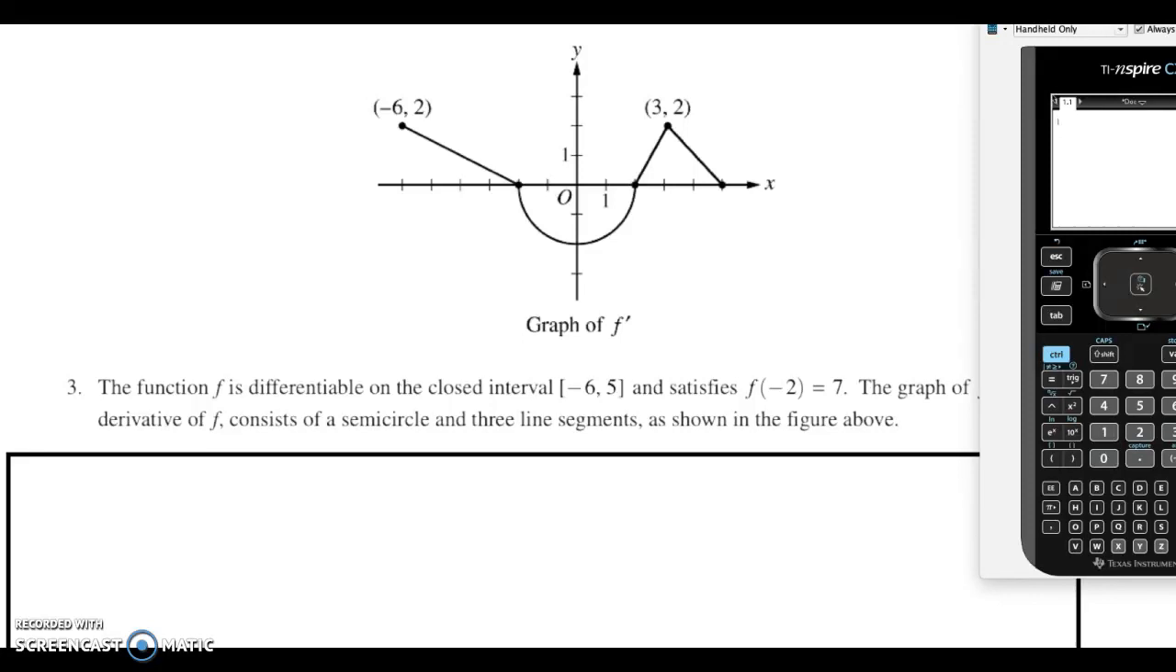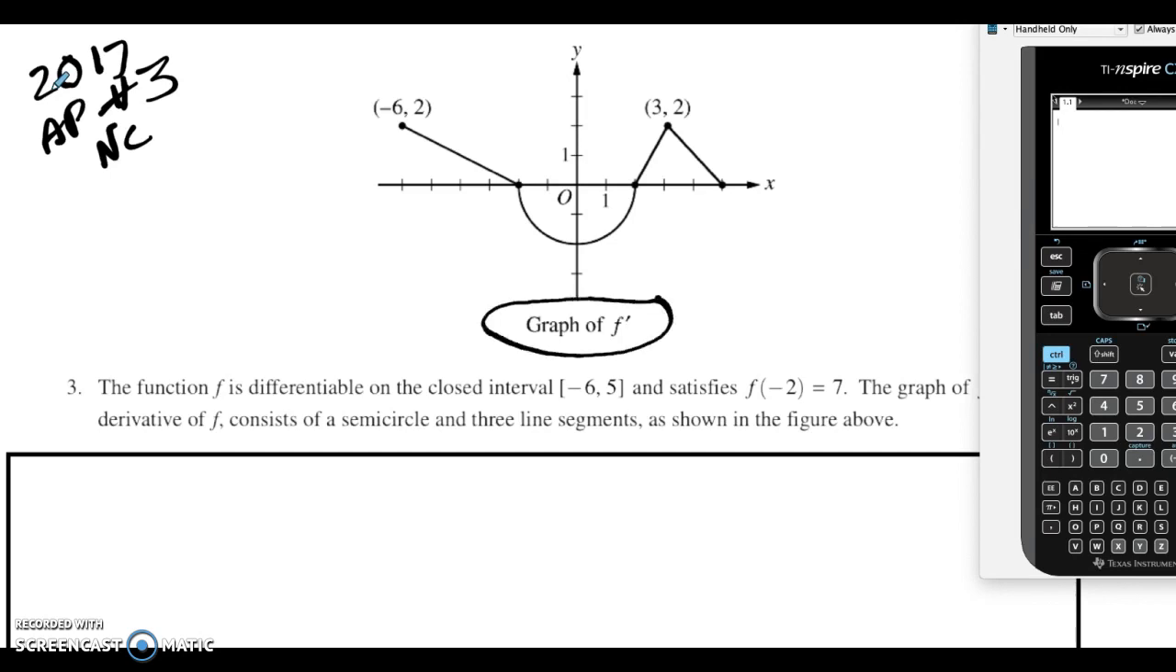Okay, here we are with the 2017 AP number 3. It's a non-calculator question, which means we cannot use our calculator. The question starts out with a function, and they give me a graph of f prime. That's going to be key. I'm not looking at the problem yet, but I know f prime is the values.